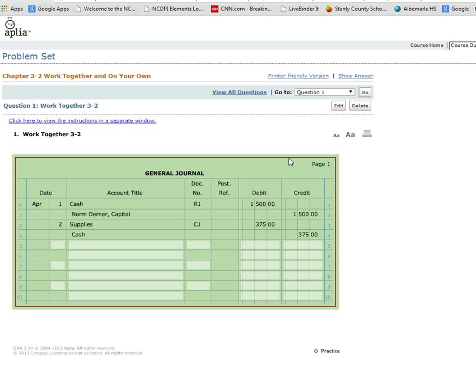Okay, let's walk through doing work together 3.2. It's the same company, and it's basically the same problem, because if you look, this is what we just did in work together 3-1. So we're just going to continue on the same journal.